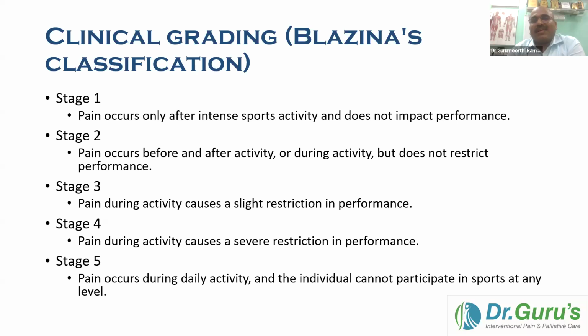So what is the grading based on the clinical findings? Stage 1: the patient will have pain only after intense sports activities, and it does not impact performance. Stage 2: they will have pain before and after the activity and even during activity, but it does not impact performance. So obviously in stage 1 and stage 2, mostly they will continue their practice. Stage 3: they will have pain during activity with slight restriction in performance. These may be the patients who see us in the pain clinics, or in general practice. Stage 4 and stage 5 mean severe restriction, and stage 5 means they can't do any sort of activity. They have to quit the sports activity. This is for young people, right? This is not applicable to degenerative arthropathy, which we see after 40 years.